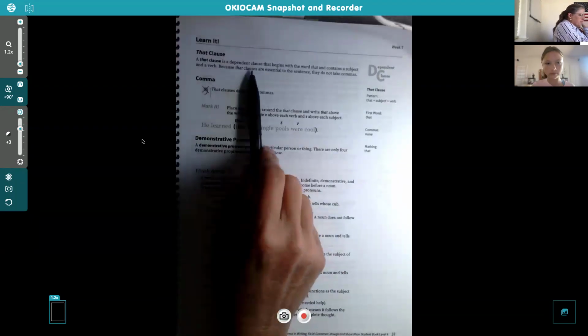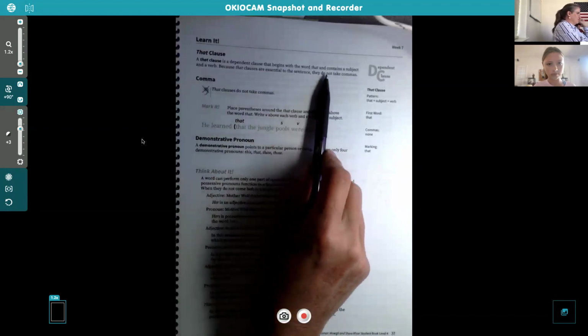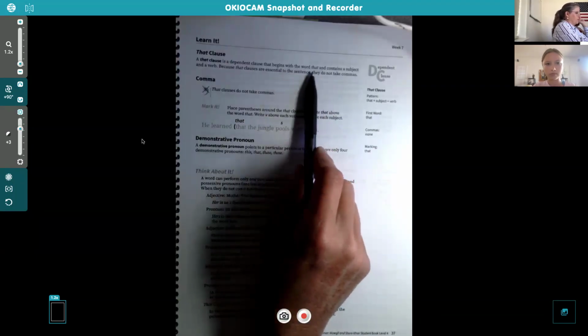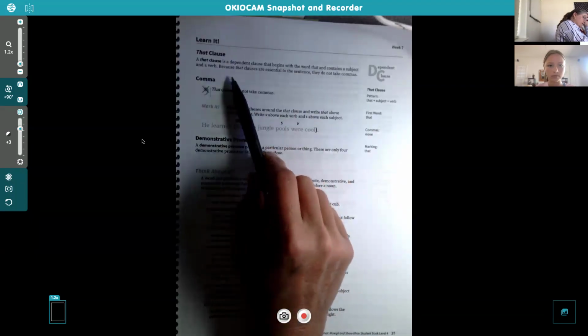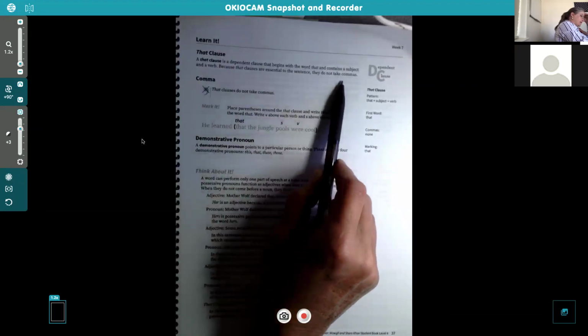A that clause is a dependent clause that begins with the word that. Big surprise. Most of the time it is, but it will always begin with that. It contains a subject and verb in the clause because that clauses are essential to the sentence. They do not take a comma.